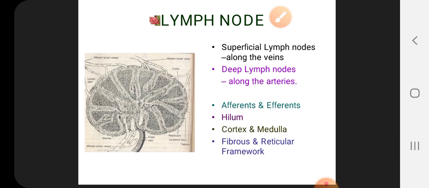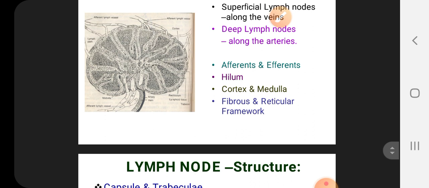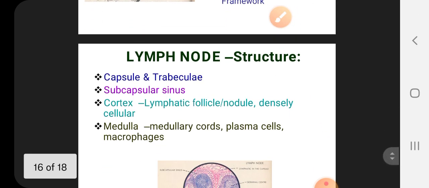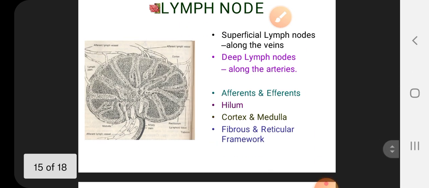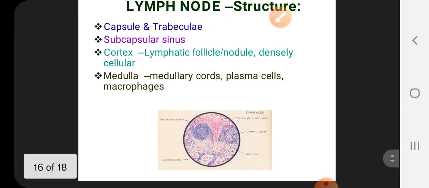Next we'll go to the lymph node. What is the lymph node? The superficial lymph nodes lie along the veins. Deep lymph nodes are along the arteries. These act as a filter for the circulating lymph. What are the features? You have afferent and efferent vessels, the hilum, cortex, medulla, and a fibrous and reticular framework.